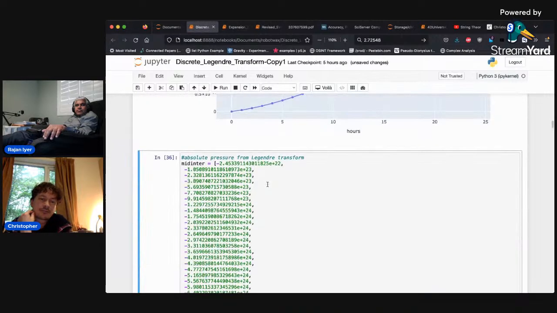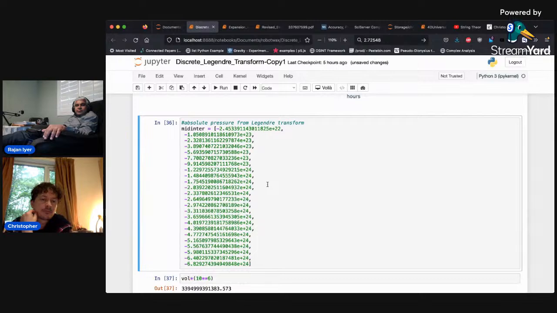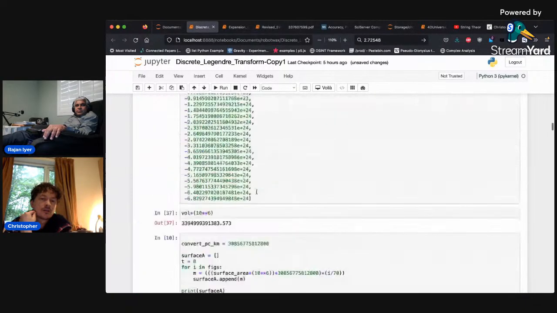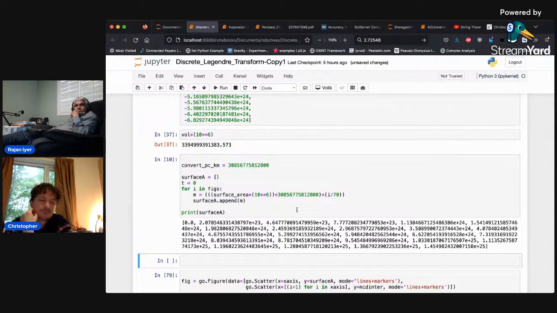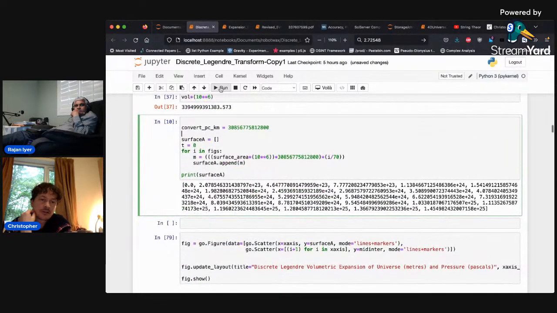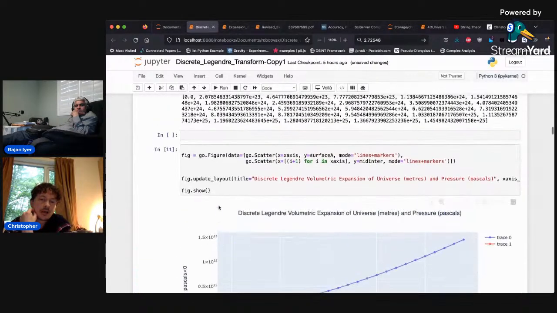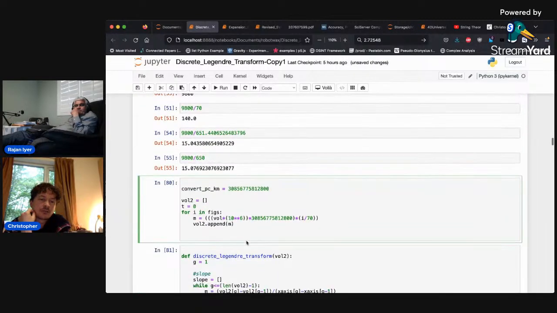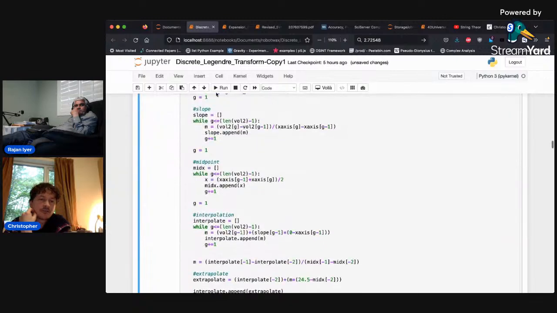So there it is, printed out. Absolute pressure from the Legendre transform. I think we can go with that. So this is the surface area expansion in terms of kilometers, and we can plot that. Just ignore the red trace on that one, and then we can do the same, not with the surface area this time, but the volume.